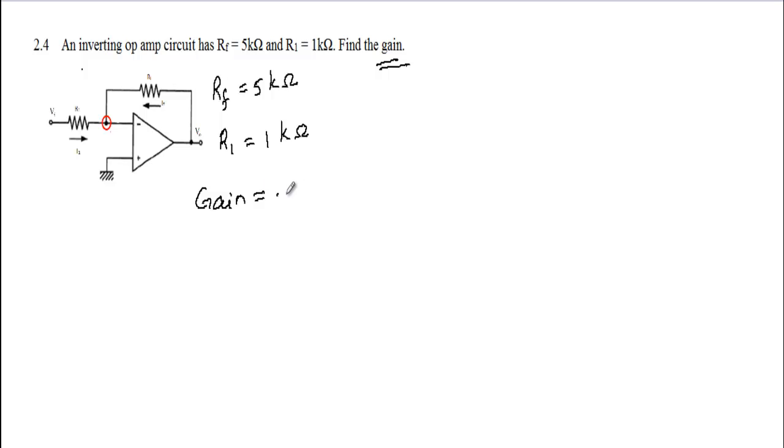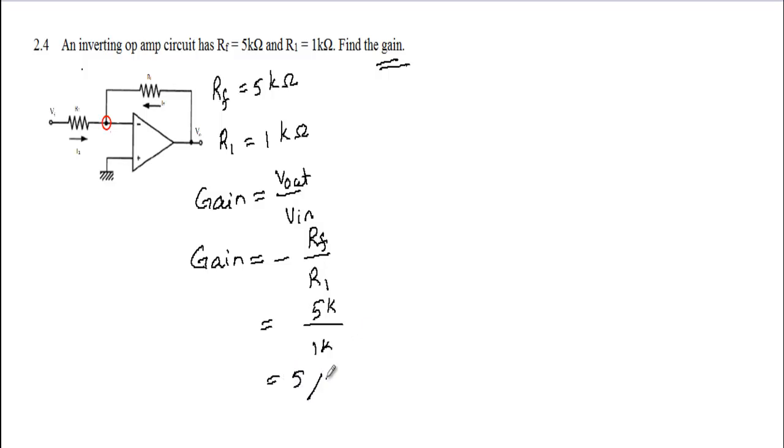Gain is normally V out over V in. But for the inverting amplifier, do you remember the gain? The inverting amplifier gain is a negative gain, feedback resistor over input resistor. Already given RF and R1, 5 kilo ohm over 1 kilo ohm. Therefore, the gain is 5. The gain for the inverting amplifier is negative 5.